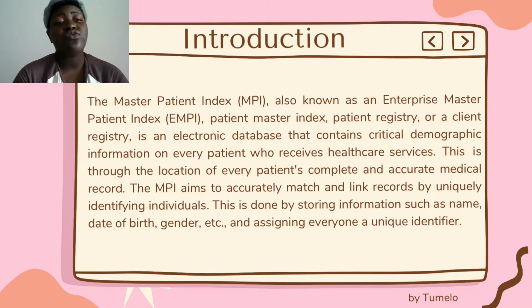The MPI aims to accurately match and link records by uniquely identifying individuals. This is done through storing information such as name, date of birth, gender, and many more factors, and assigning everyone a unique identifier.